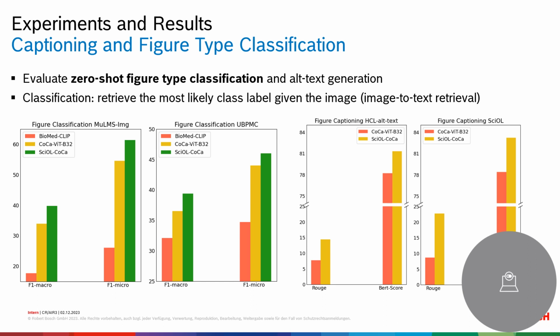Similar observations can be made for figure captioning, where our SciOL COCA outperforms the base COCA significantly, indicating a good adaptation of the domain-specific language.